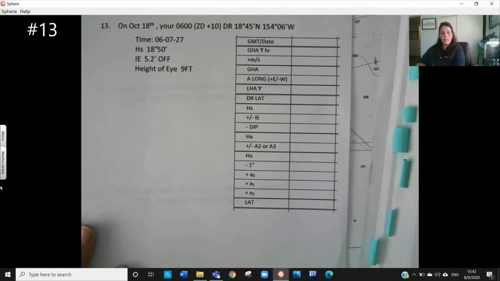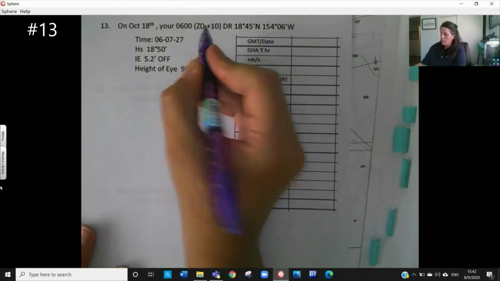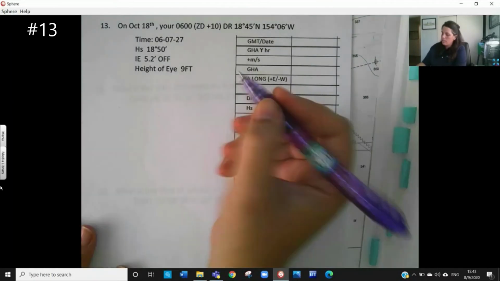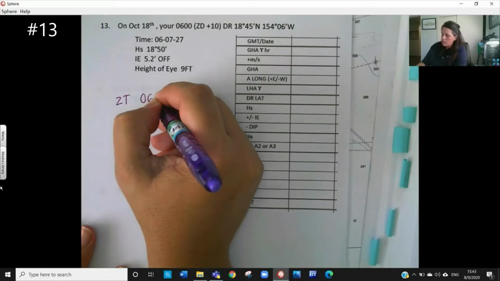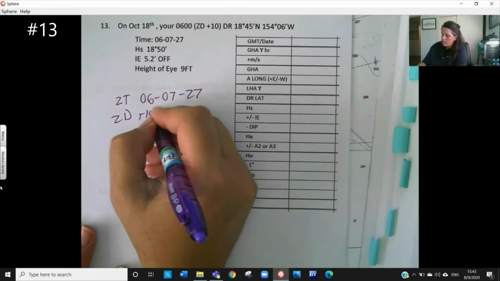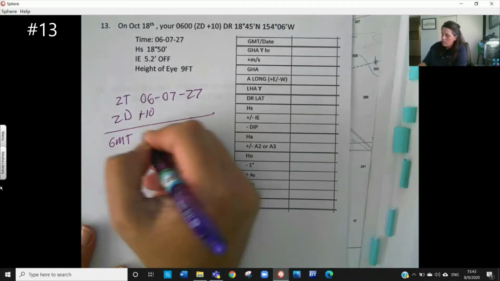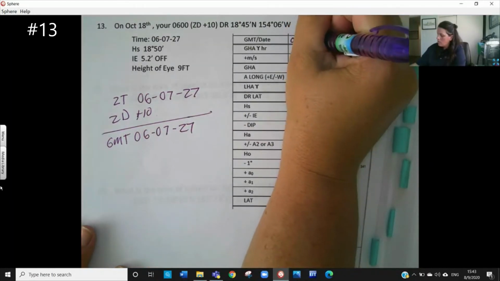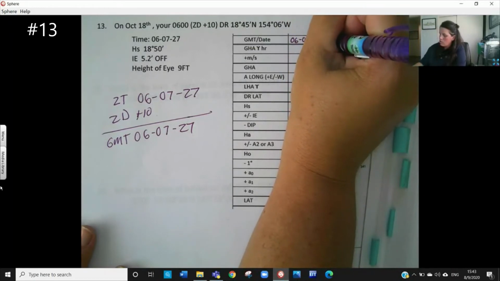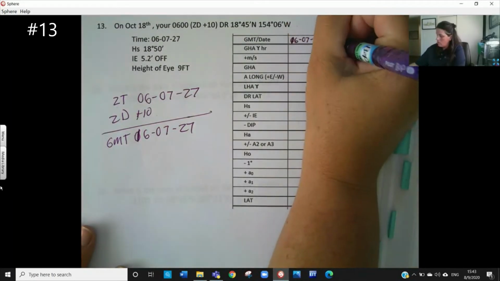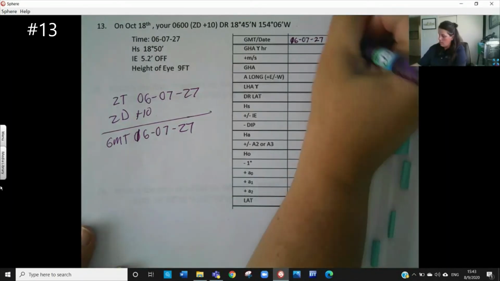Okay, so for number 13, we have another latitude by Polaris. First thing is to find GHA of Aries. In order to do that, we need GMT. So our zone time was 060727. Zone description was +10. GMT was 160727, and that is on the 18th.